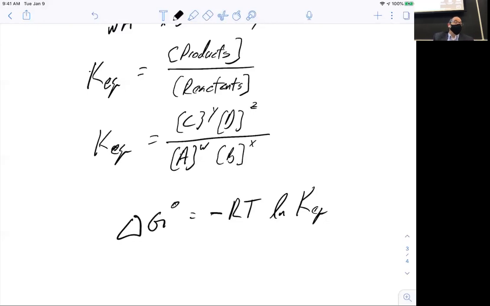So we can actually determine delta G from our equilibriums, right? So that's the way those are related. If you think about how we get all of these different things, delta G comes from our equilibrium constant, and that can be experimentally determined.